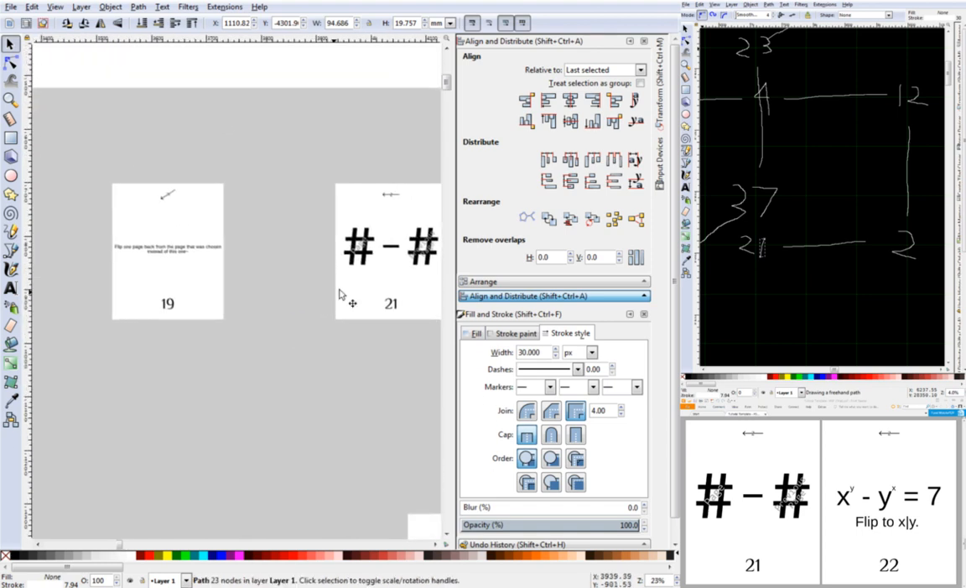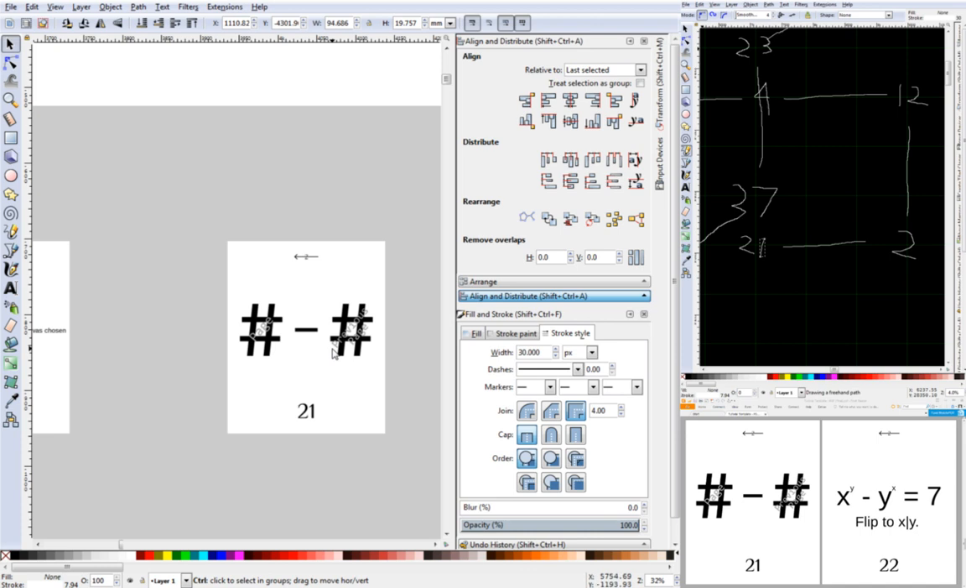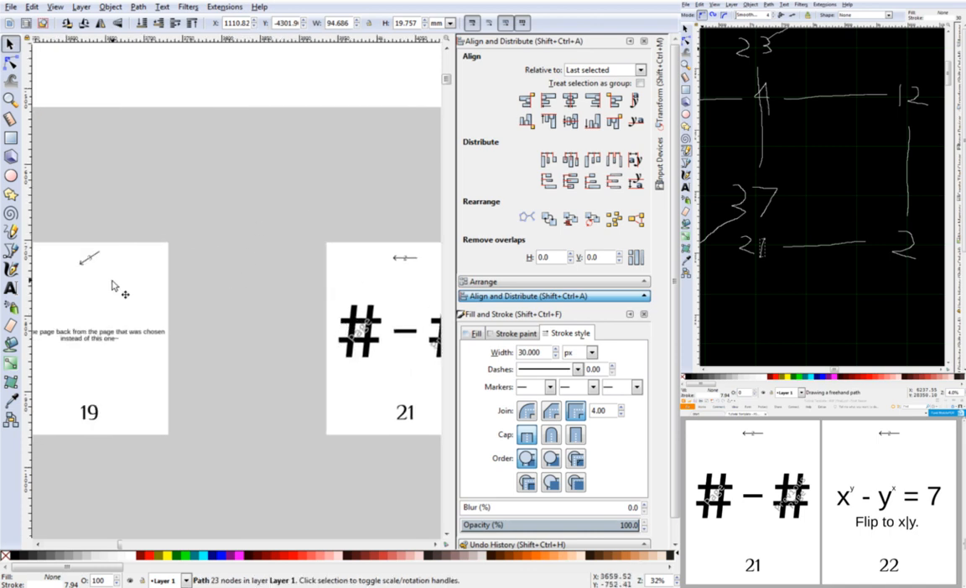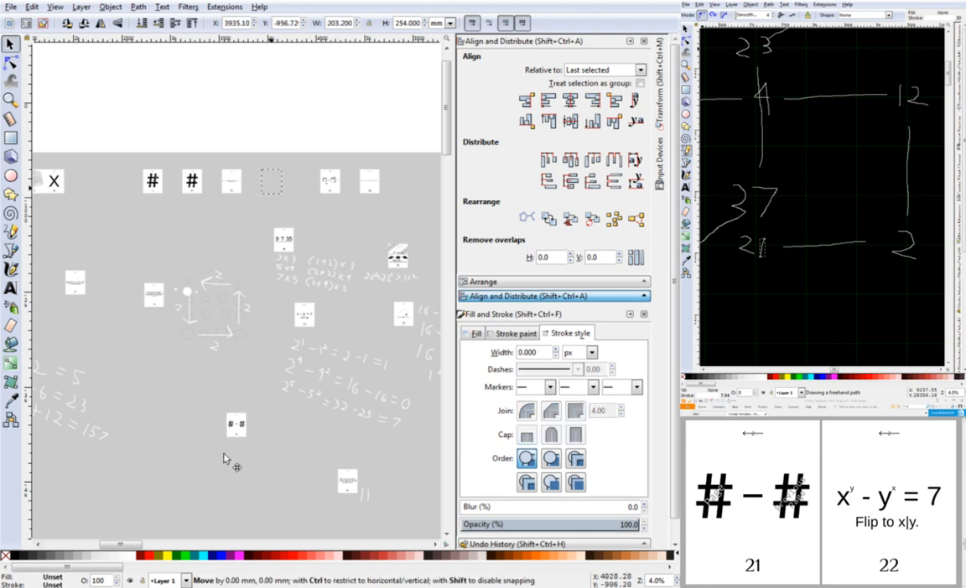And 21 minus 2, and page number minus previous page number, and the page was solved is 2, so 19. So we're going left by 2 to 19.